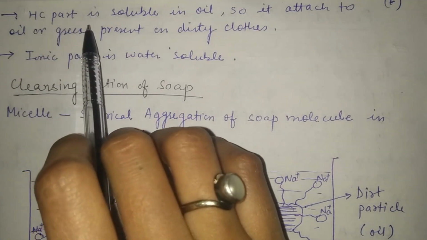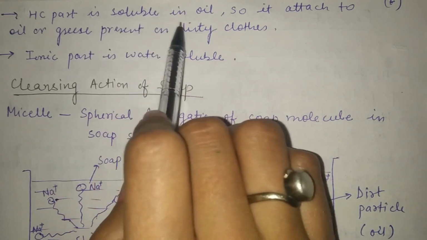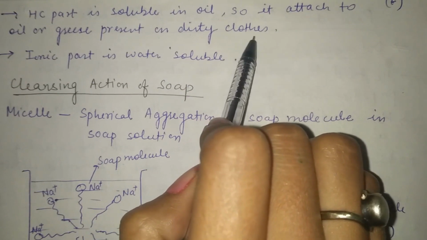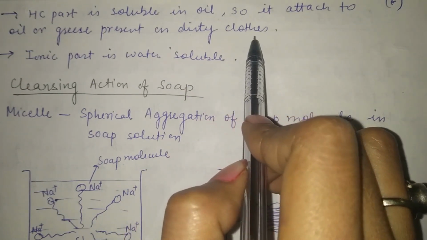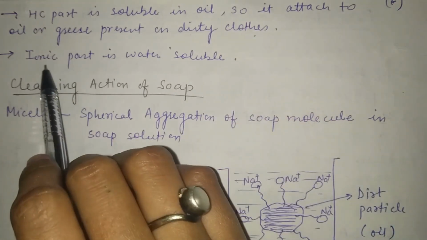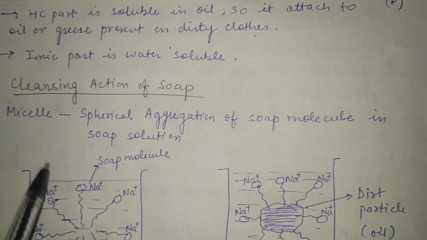The hydrocarbon part which is present in the soap is soluble in oil, so it attaches to the oil or grease that is present on dirty clothes. In this way it acts as a cleansing agent. Now the ionic part is water soluble. So how does the cleansing action of soap take place?